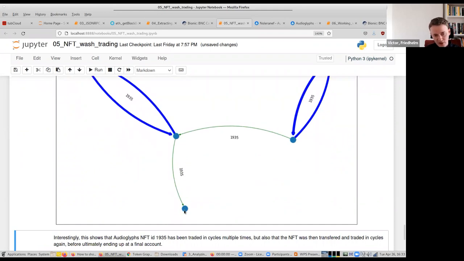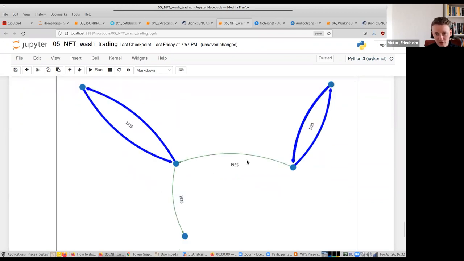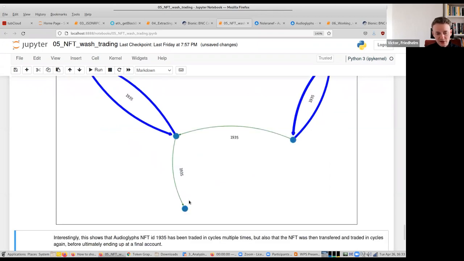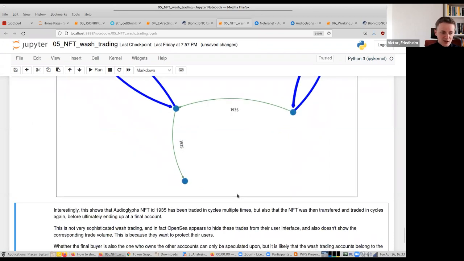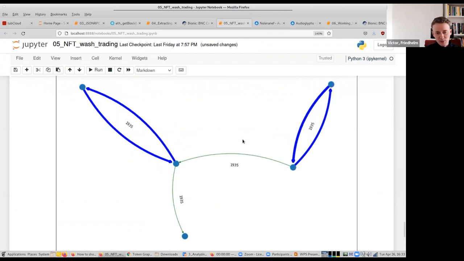We don't know anything about that, but I would say we can be quite certain that at least these accounts here probably belong to the same entity. Maybe even all of these belong to the same entity. But at least for the final one, I'm not so sure. Maybe that was actually the victim in the end who thought, oh, that's apparently some very interesting NFT. Interestingly, this is extremely basic in terms of how the scheme works.